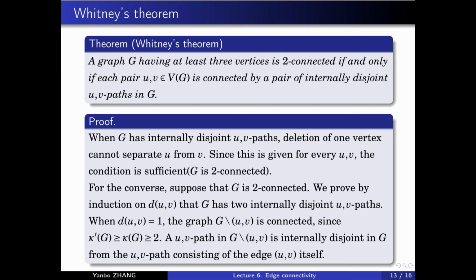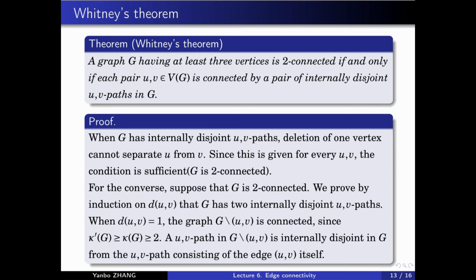This is Whitney's theorem. A graph G having at least 3 vertices is 2-connected if and only if every 2 vertices u, v are connected by a pair of internally disjoint u-v paths in G. This is an important feature of 2-connected graphs.